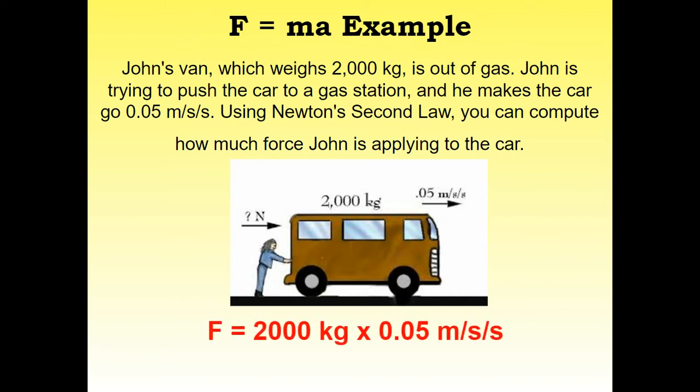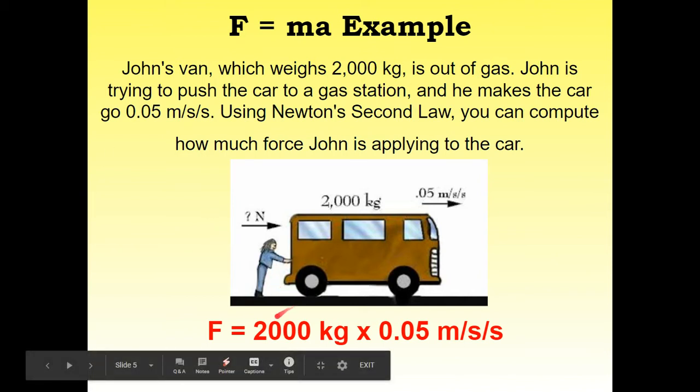Right, so we're going to substitute in here. Remember our formula, F equals ma. So we substitute in our mass, 2,000 kilograms, and our acceleration, 0.05 meters per second squared.